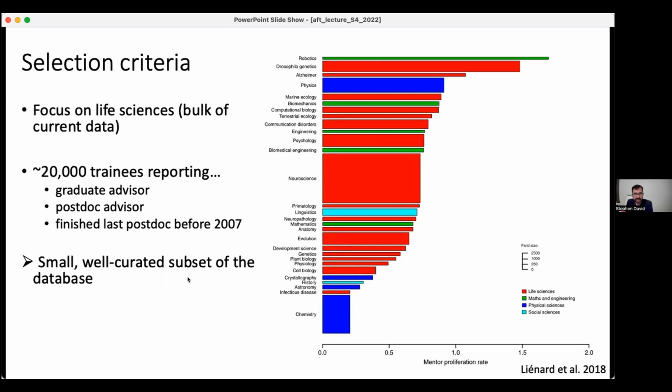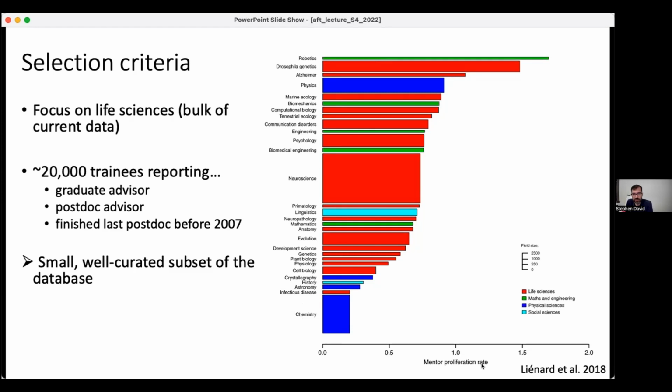So, getting data. I'm jumping around a little bit, but just to touch on a few practical details. What we're interested in is well-characterized training triads, right? So we needed people with graduate and postdoctoral advisors, and we needed them to finish their training early enough that we could assess whether they went on to have their own trainees as well. And so this is this big database showing where different fields are sampled in the academic family tree.